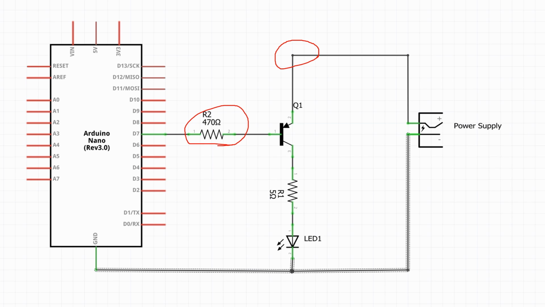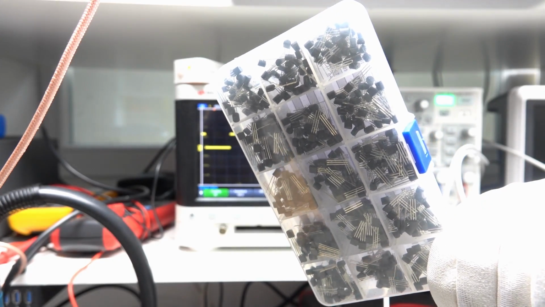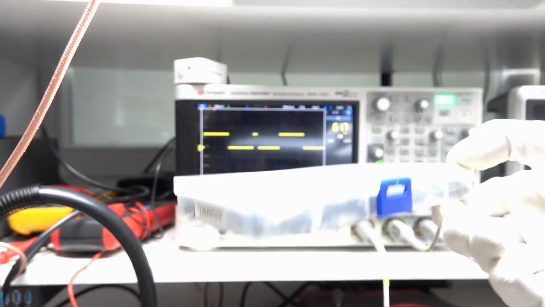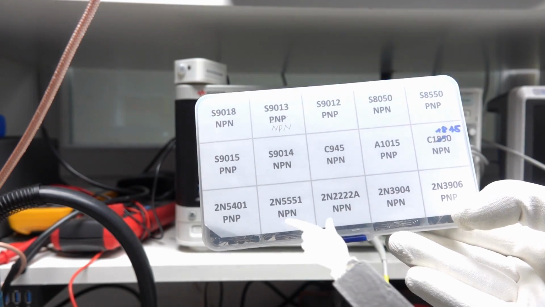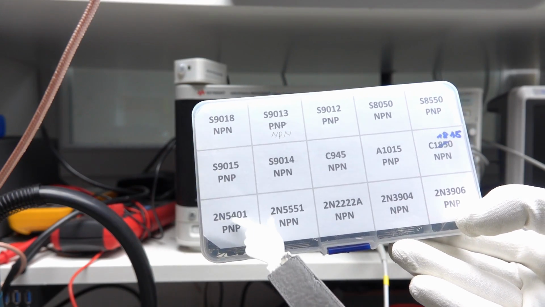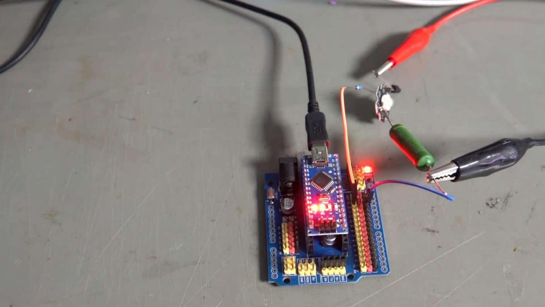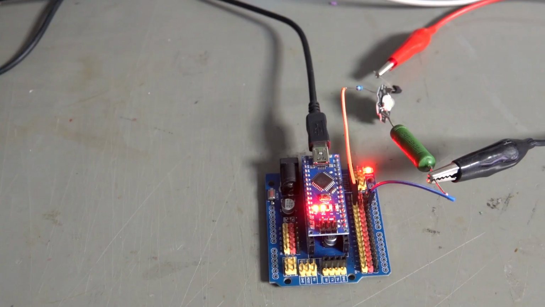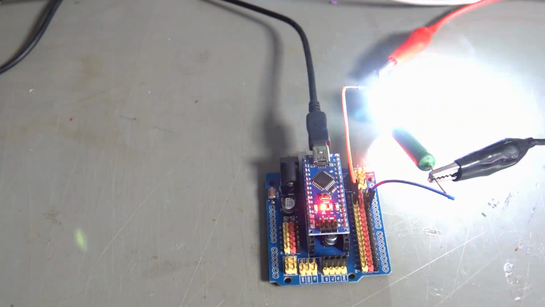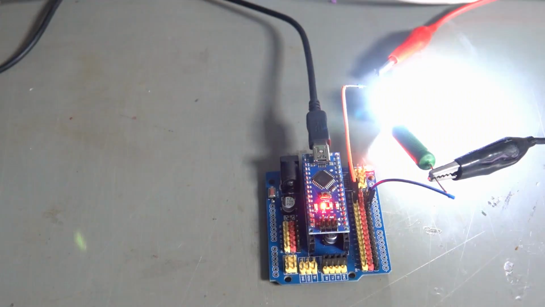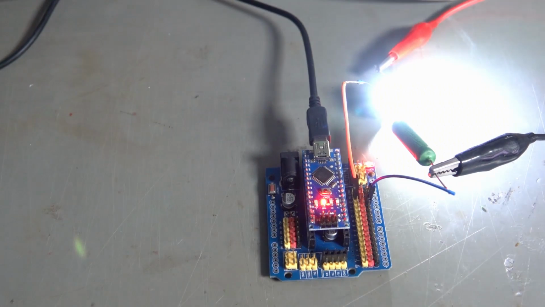Now I have to confess, I only have a few low-power PNP transistors in my lab. The best I can offer is a 2N5401. Also here the LED blinks, but not as bright as before. The current is much lower because this transistor has a higher resistance.